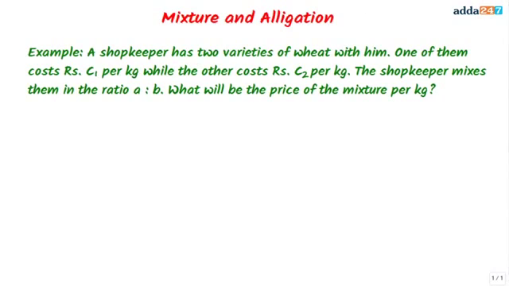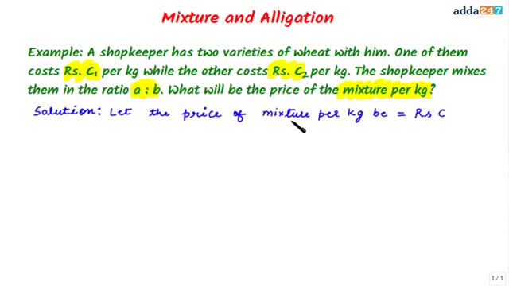Our example is: a shopkeeper has two varieties of wheat with him. One of them costs rupees C1 per kg while the other costs rupees C2 per kg. The shopkeeper mixes them in the ratio A is to B. What will be the price of the mixture per kg? So here in this question we have to find the price of the mixture of two varieties of wheat per kg. Let's see how we go about doing this question.